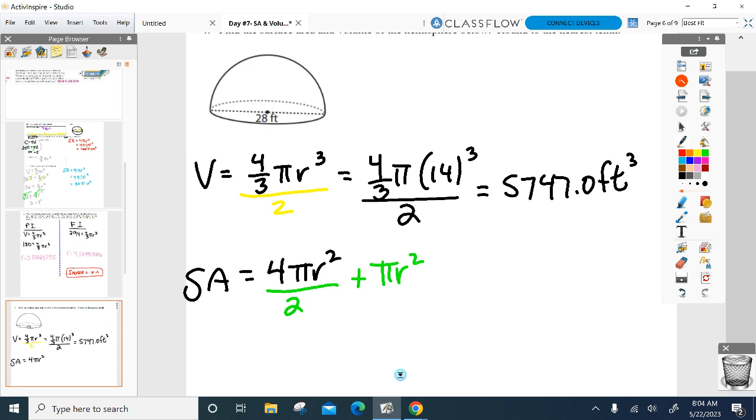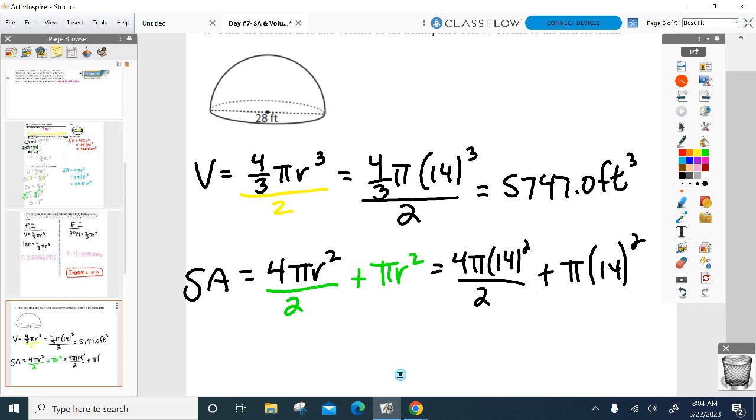So be careful, surface area of a hemisphere. 4 pi 14 squared divided by 2 plus the circle on the bottom, pi 14 squared. So for the surface area, we've got to worry about the bottom as well. Don't have to worry about it for volume because volume's inside.